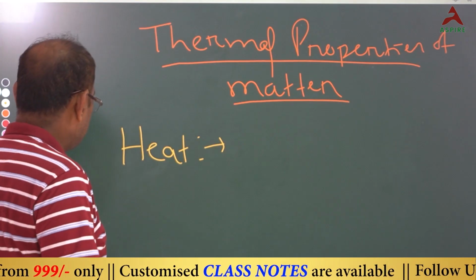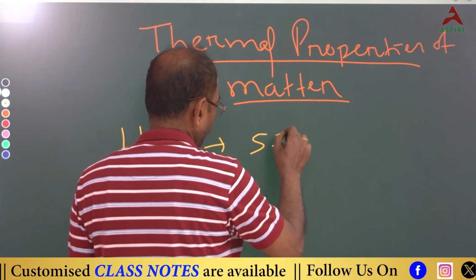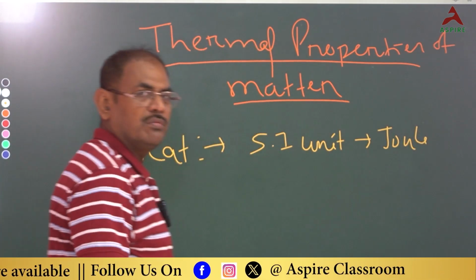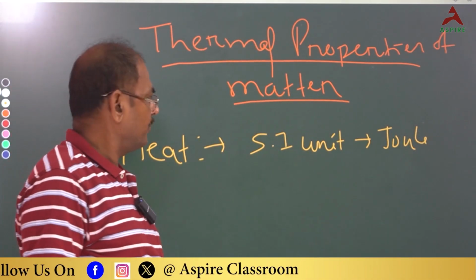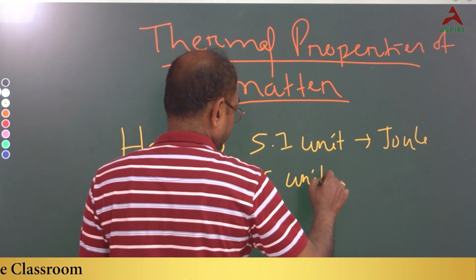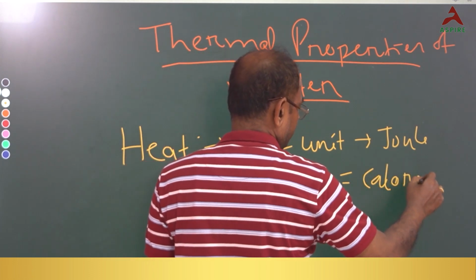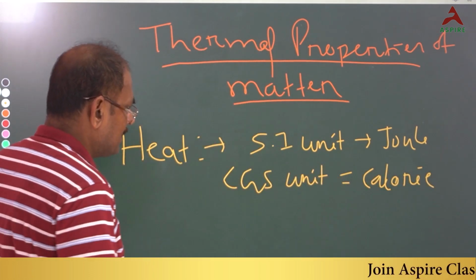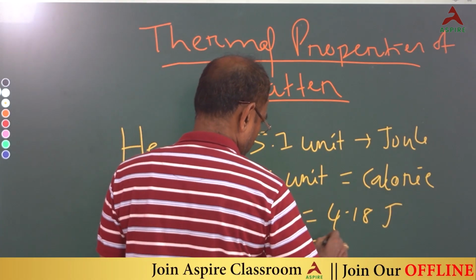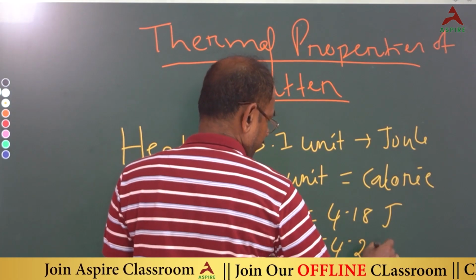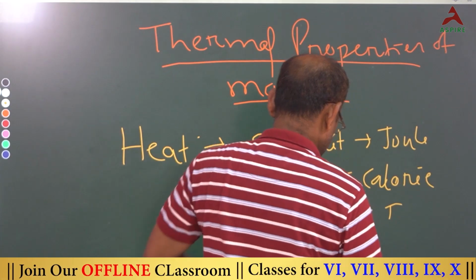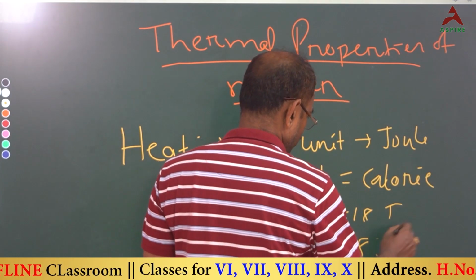So the SI unit of heat is joule. What is the SI unit of heat? Joule, because it is a form of energy, and the energy unit is joule. And the CGS unit of heat is calorie. Is that clear? Here 1 calorie is equal to 4.18 joule, or approximately 4.2 joule. So this is equal to 4.2 joule.